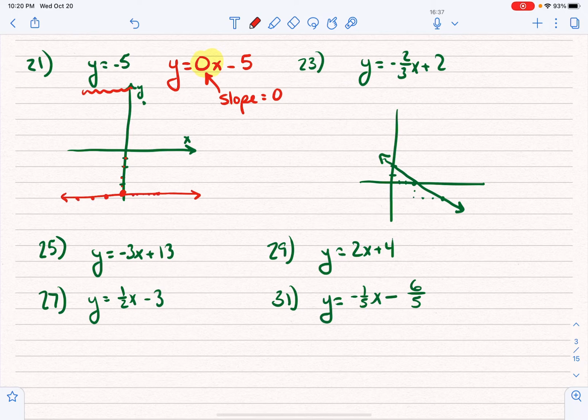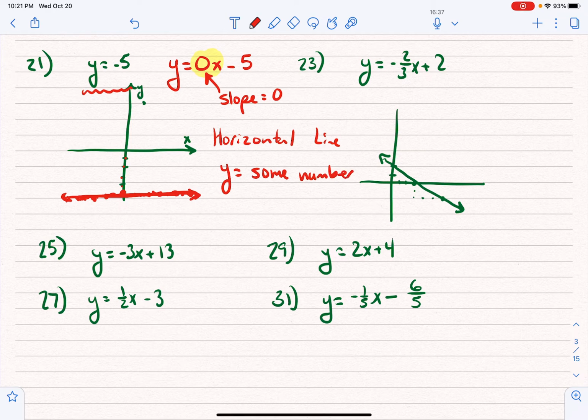I can go way out in the positive x's, I can go way back in the negative x's, and no matter where I go, the y value is always just negative 5. So again, I get a horizontal line. Okay, so that leads us to our second idea: the equation of a horizontal line will always be y equals some number. Okay, simple enough. y equals some number.